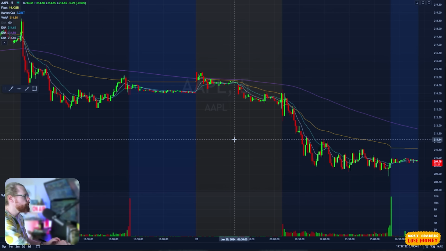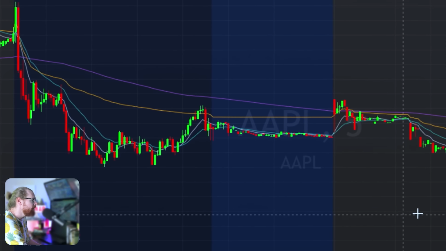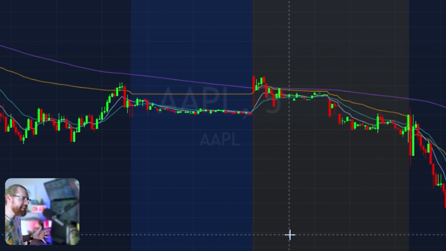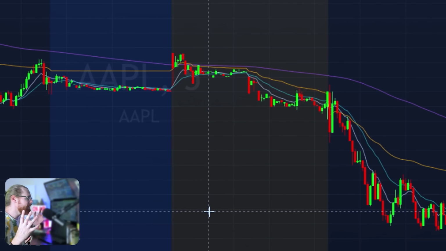And I remember pulling up the chart and sitting here and looking at it and thinking, you know what? I don't see a thing. I don't see any obvious buy or sell signal. I don't see anything here that makes sense.